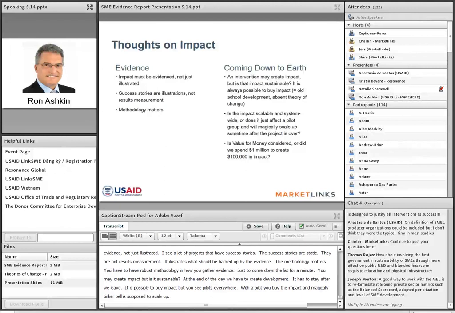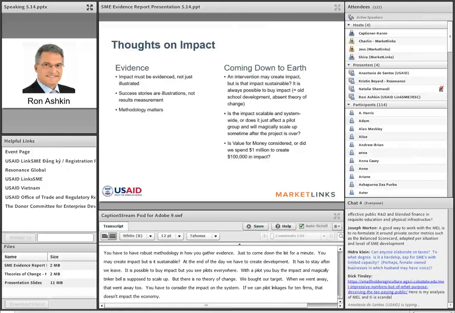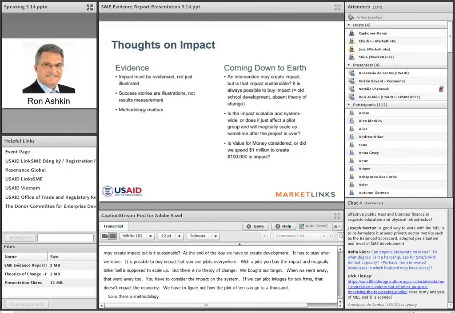But I call that old school development. There's no theory of change. It basically means we had a target, we bought our target, and when we went away, it went away too. So then you have to consider, is the impact scalable and system-wide? If we can pilot linkages for 10 firms, that doesn't affect the entire Vietnamese economy. We have to figure out how that pilot of 10 can go to 1,000. Is there a methodology behind that, or do we just expect Tinkerbell to fly in?